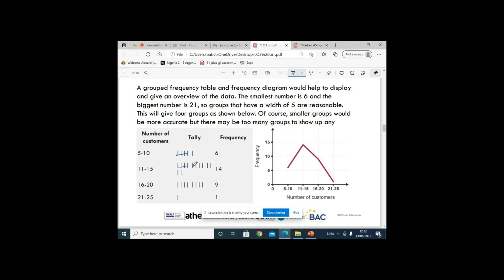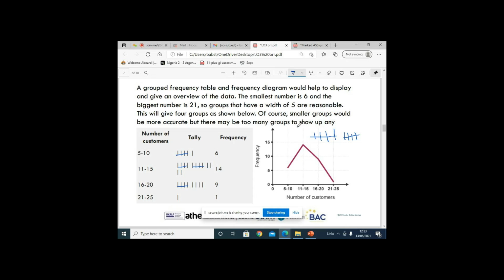You get it? So for this one too, from 11 to 15, we can go and count it. There are 14 customers there in total. Don't forget, when you are counting up to 4, you use a line to cross it. That's the 5th one. When you count another 5, you use a line to cross it again. That's the 5th one.